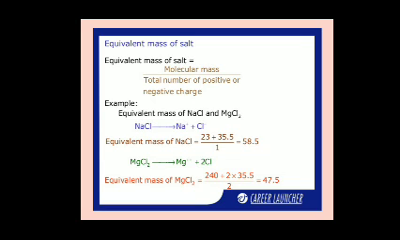The ratio between gram molecular weight and its charge. Sodium chloride charge 1, magnesium chloride charge 2. Therefore, equivalent weight of sodium chloride 58.5 by 1, that is equal to 58.5. Magnesium chloride charge 2, 95 by 2, that is 47.5. 1 magnesium 24 plus 2 into 35.5, 24 plus 71, that is 95 by 2, 47.5.